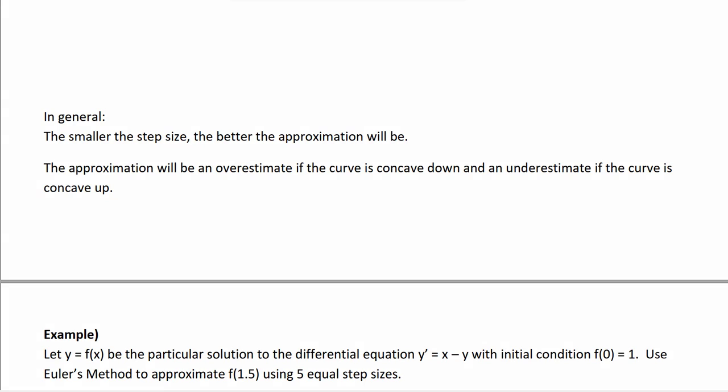So in general, the smaller the step size, the better the approximation will be. If your step size is like 0.7, it's going to be a little bit different than if your step size is 0.2, right? So their values are going to be off by a little bit. That's okay. Again, it's approximation, not the exact value. But the smaller the step size, the closer the step sizes are to one another, the better your approximation will be. And the approximation will be an overestimate if the curve is concave down. We talked about that already. If the curve is concave up, curves matter, right?